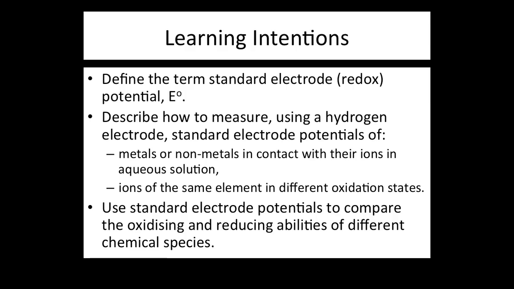Firstly, we're going to cover a bit of background information about redox equilibria that will help us understand the rest of the topic. We will then go on to define the term standard electrode potential, which is given the symbol E, and describe how to measure, using a hydrogen electrode, standard electrode potentials of metals or non-metals in contact with their ions in aqueous solution, and ions of the same element in different oxidation states. And finally, we're going to use standard electrode potentials to compare the oxidizing and reducing abilities of different chemical species.